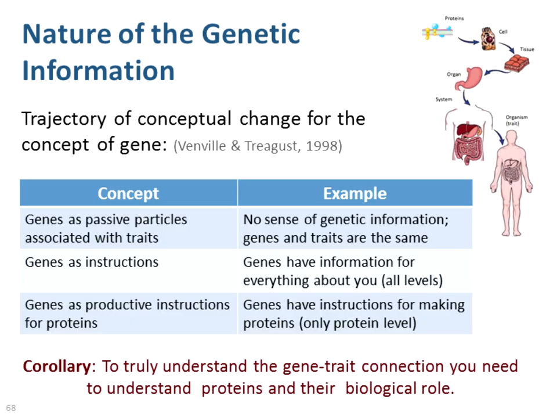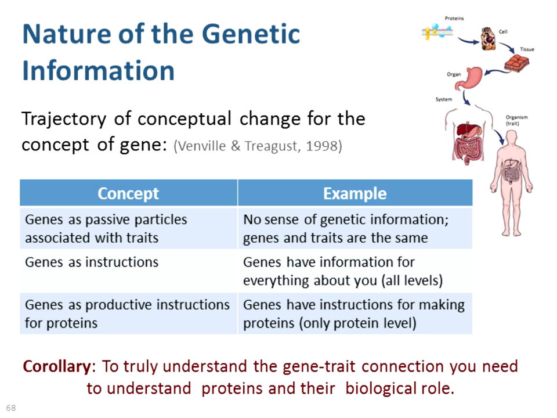And there's been research that shows that kids have a hard time with that. So initially, when they think about genes and what genes do, they think about them as passive particles. Genes are just associated with traits. These kids don't even realize that genes are informational. This is really just synonymous, genes and traits, and they don't really have a mechanism for understanding it. As they develop in their understanding, they start thinking about genes as instructions. Genes have information about you. But here, these kids are really thinking about information at all levels.